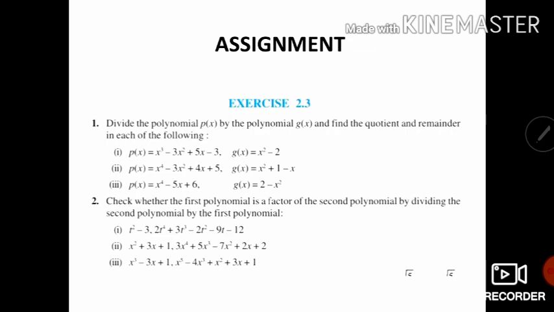With this, we come to the end of this video lesson. Your assignment is exercise 2.3, question 1 and 2. Out of these questions, I have already done question number 3. So your assignment questions are 1, 2 of the first question and all of the parts of the second question.